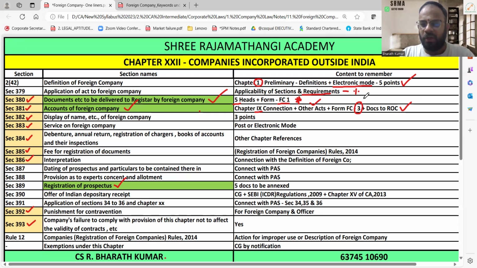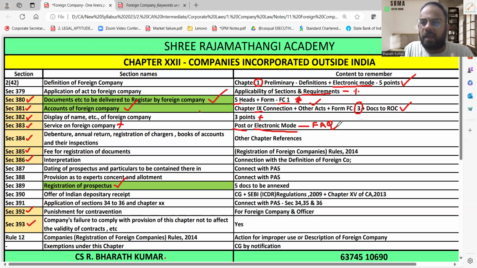Display of the name. You will display it outside the office, on your letterheads, bills, and invoices, and there will be some 3 points, which will not be a big question but a very simple point. Service on the foreign company. Here itself, I will complete. Either by post you will try to do it, or in electronic mode. I already told you electronic mode is a frequently asked question.